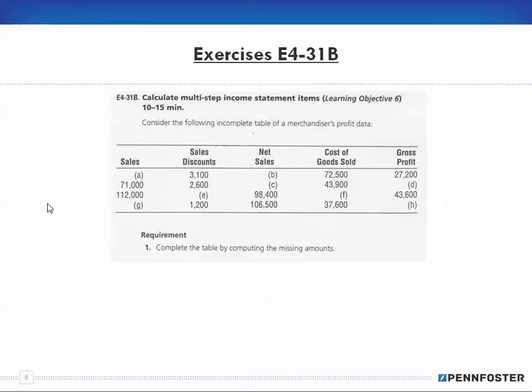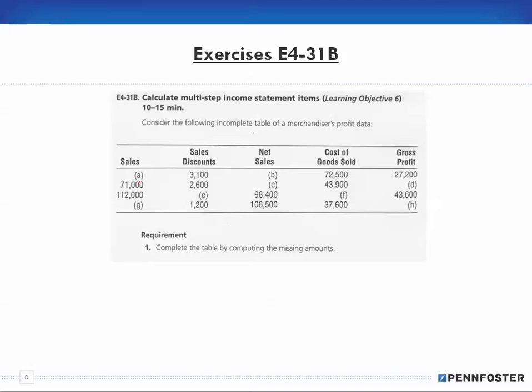And as far as theory is concerned, you should be able to figure this out theory-wise. So this here is more of an application thing. So let me move on. Okay, and it says here, consider the following incomplete table of merchandise of a merchandiser's profit data. It says complete the table by computing the missing amounts.